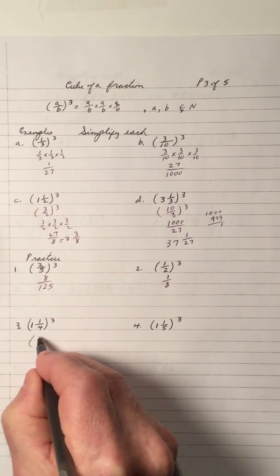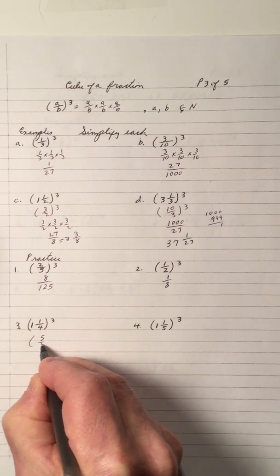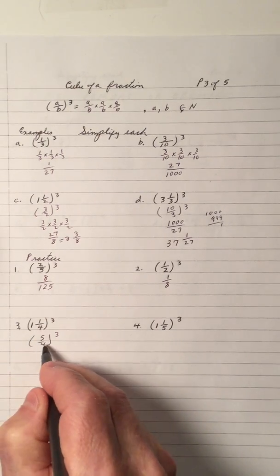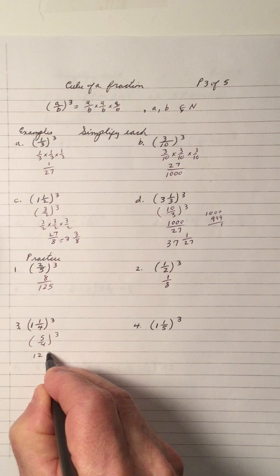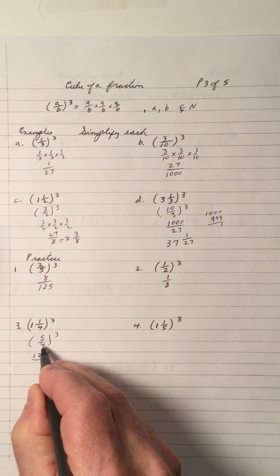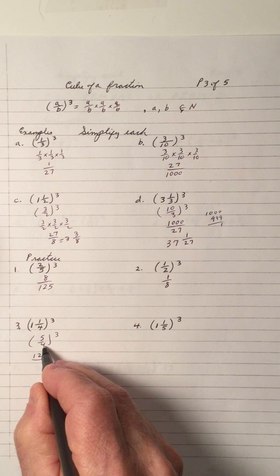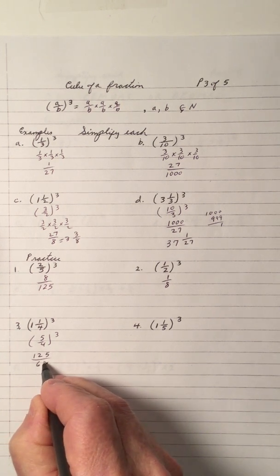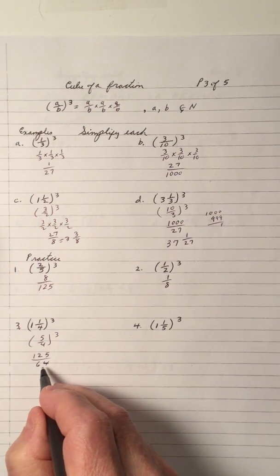1 1/4 is 1 times 4 is 4 plus 1 is 5 over 4. It's a mixed number. Mixed number to an improper fraction. 5 cubed is 5 times 5 is 25 times 5, 125. 4 cubed is 4 times 4 is 16. 16 times 4 is 64. Remember, if you use your calculator, hope you get it right.